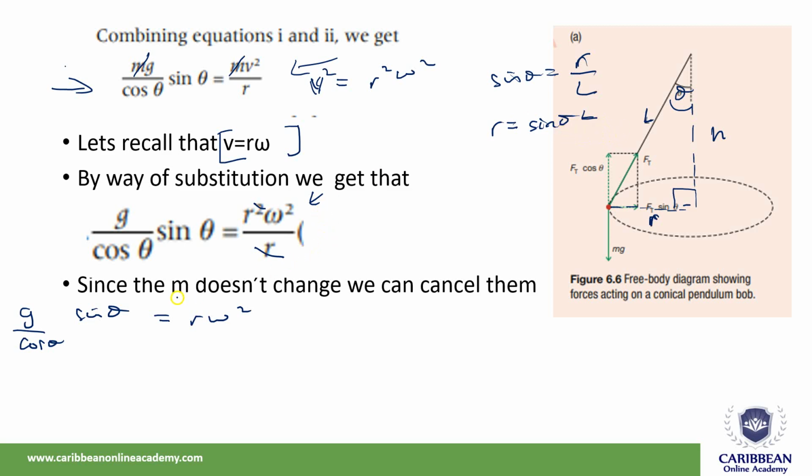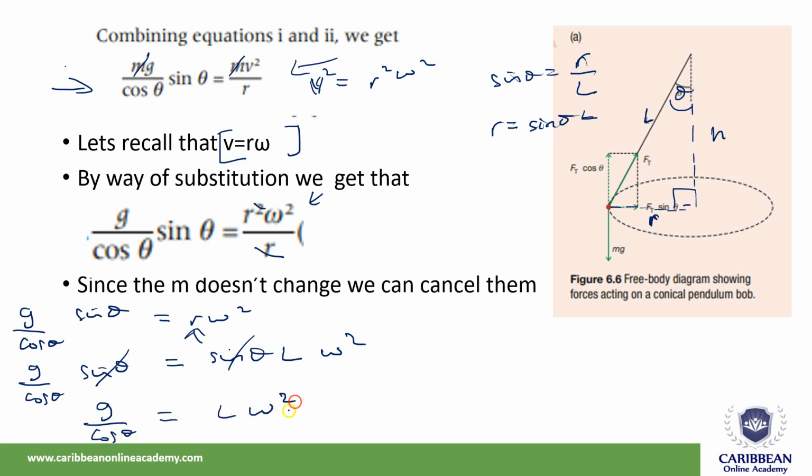So let's take that r and substitute it in my lovely equation here. When I make that substitution, I now have g divided by cos theta times sine theta is equal to sine theta times L times omega squared. Now I'm seeing sine theta on this side of the equation, and I'm also seeing sine theta on this side. So it can cancel out, leaving us with g divided by cos theta equal to L omega squared.